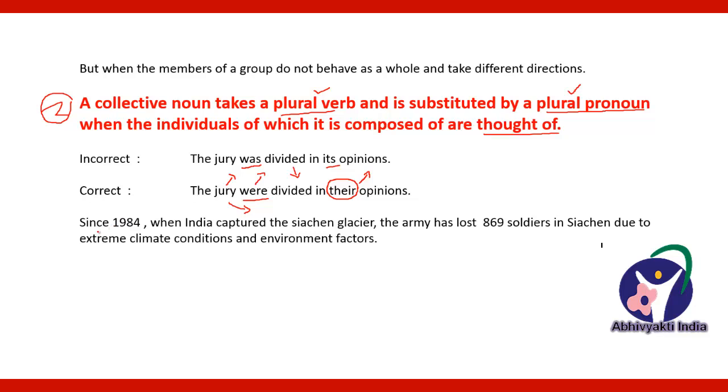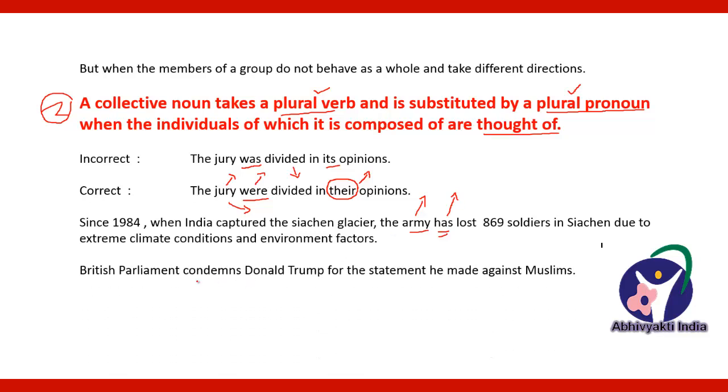Now see another example. Since 1984, when India captured the Siachen glacier, the army has lost 869 soldiers in Siachen due to extreme climate conditions and environmental factors. Here army is a group of soldiers and therefore it is a collective noun. It is taken as a single unit and so it is a singular noun. So it takes a singular verb, that is has.